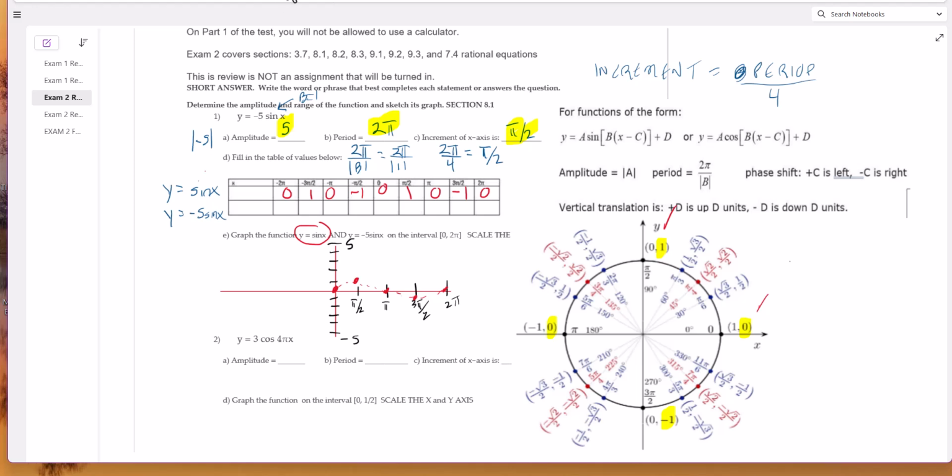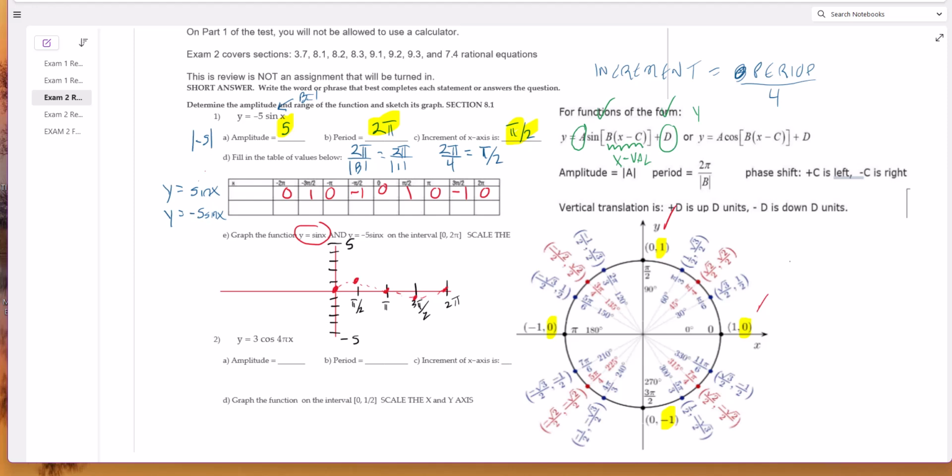Now, when we get the final thing, all we're really doing is multiplying all those y values by -5. Anytime you have a number outside, like if you have this a and this d, those things affect y values, and the inside stuff affects x values. So that's real important to understand: inside the function affects x, outside the function affects y.